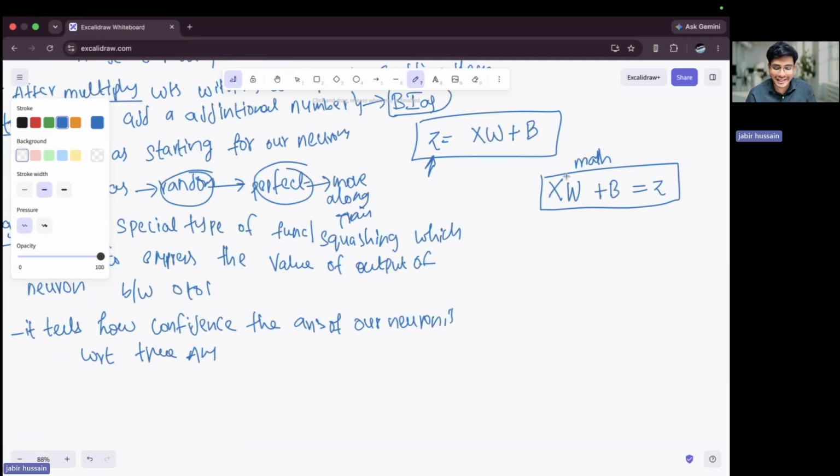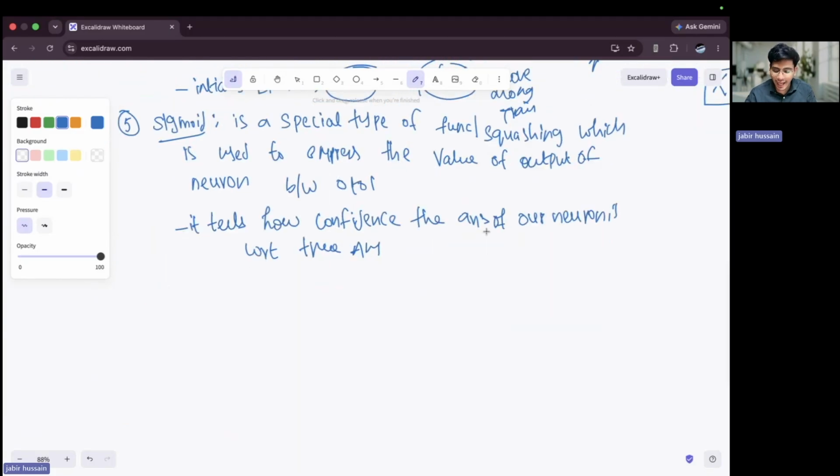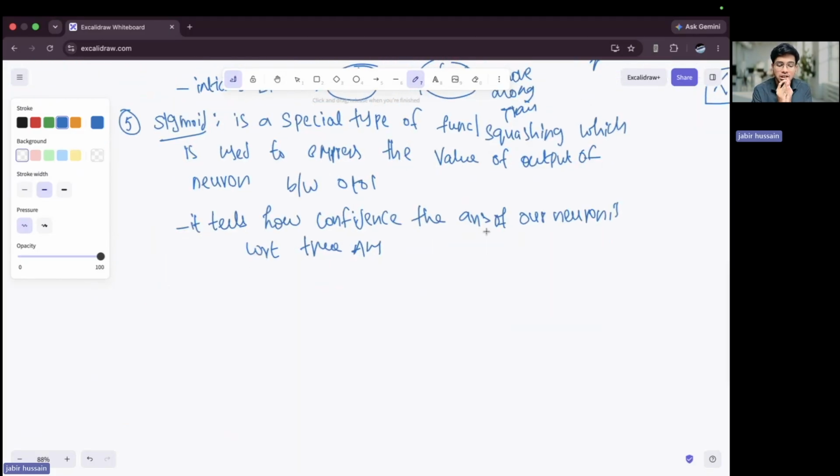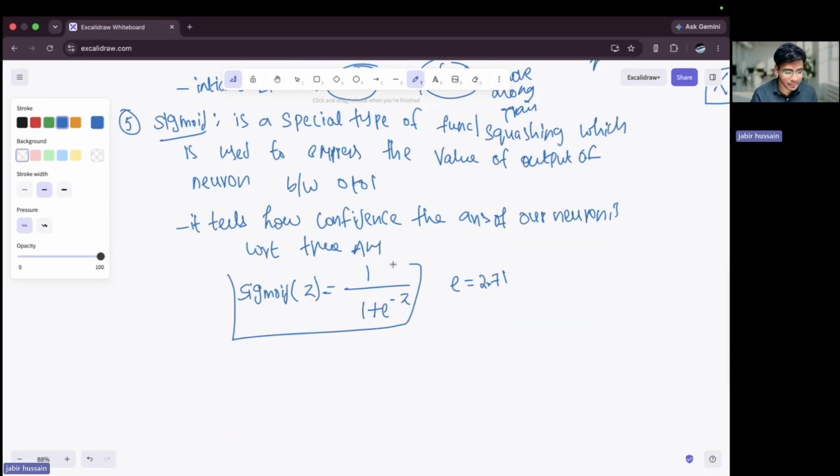Now after getting Z, I put my Z in a special squashing function which gives me a value between 0 and 1. What is the mathematical representation of sigmoid? Sigmoid of Z is equal to 1 divided by 1 plus e to the power minus Z. Here e is approximately 2.71. So this is the mathematical representation of sigmoid.